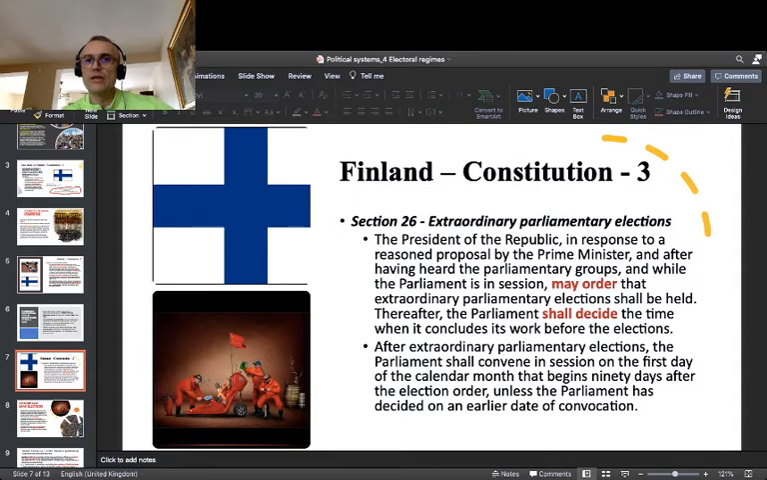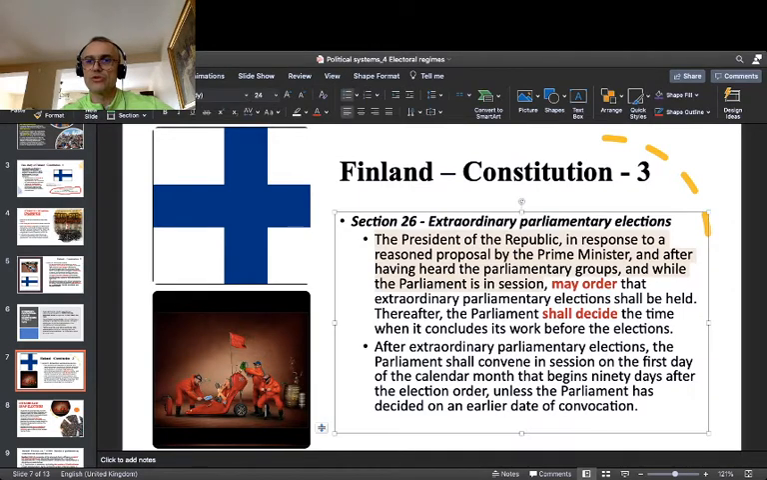In that one sentence, in that one passage from the Finnish Constitution, you have the political power of three different players. You have the president, you have the prime minister, and you have the parliament. Because you notice that the whole thing can be effective only when the parliament is in session.